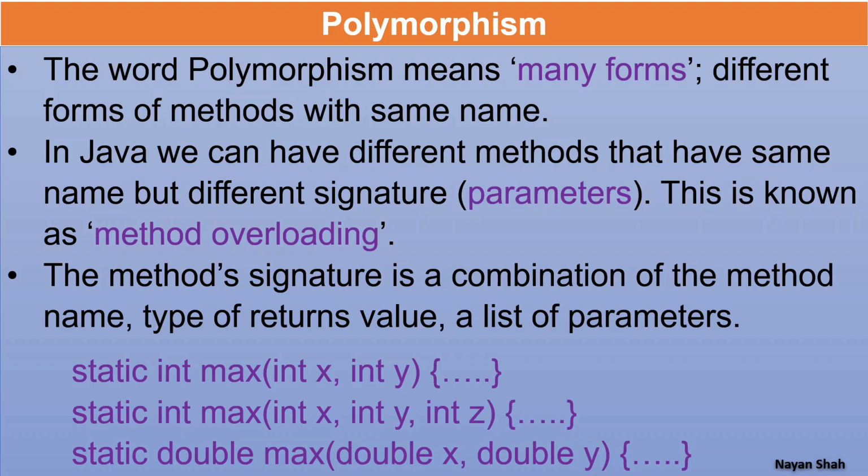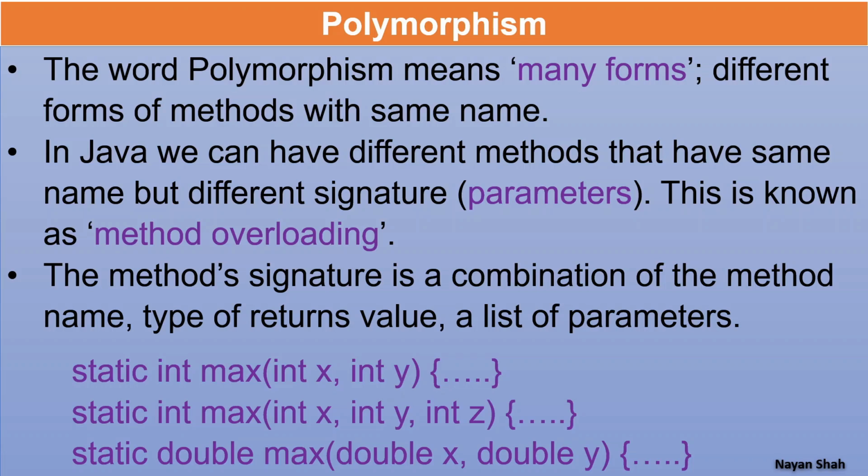The method signature is not only the parameters, it is made up of three things. The method signature is a combination of the name of the method, the type of its return value, and a list of parameters. These three things define the signature of the method. Now as you can see in the examples given below, there are three methods with the same name, max. But they have either a different return type or a different list of parameters.